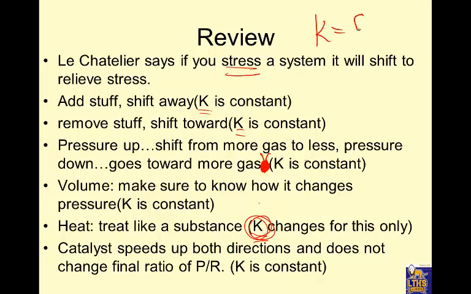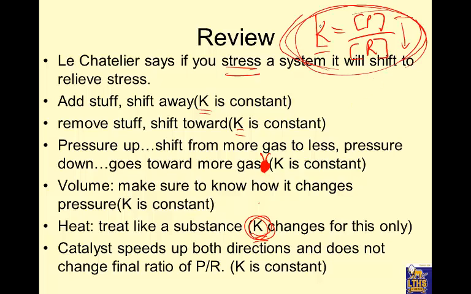K is always a ratio of products over reactants. So if we add more products, then the equilibrium has to shift to get back to K. A catalyst speeds up a reaction in both directions, so it doesn't affect the ratio of products or reactants. They just get there faster. You can determine LeChatelier's principle in terms of K too, so we'll practice that in class.